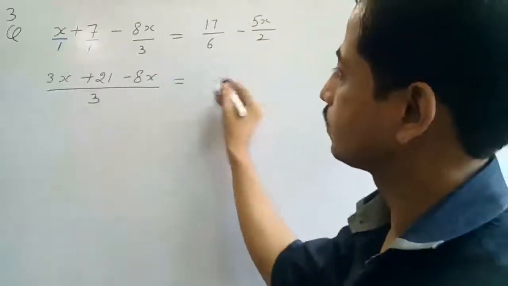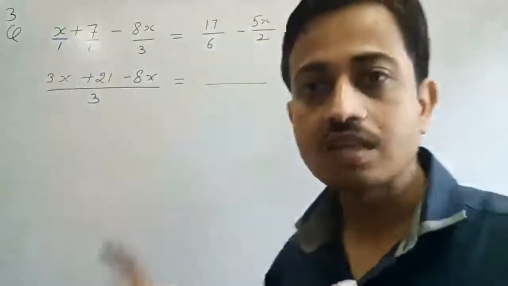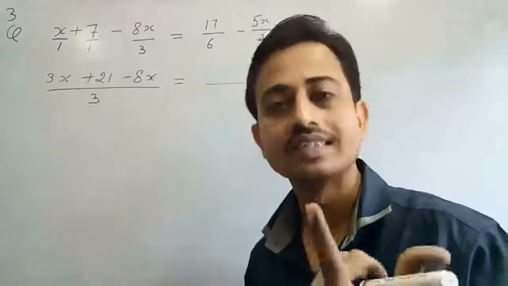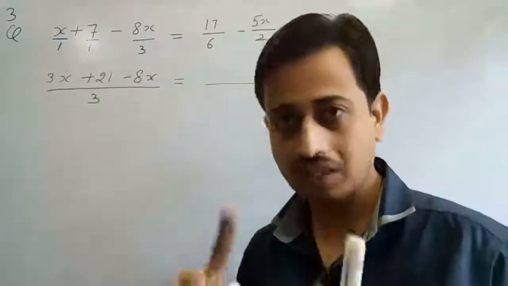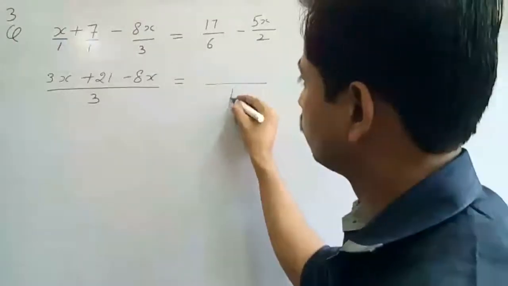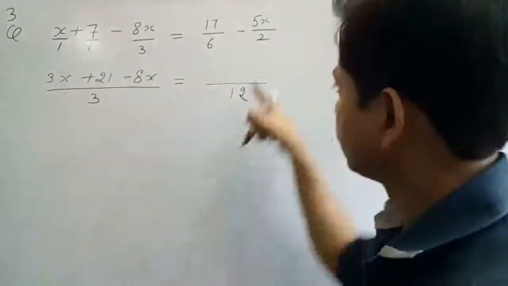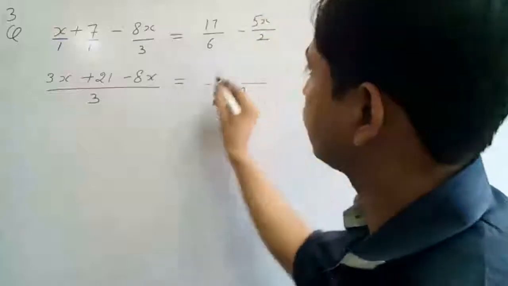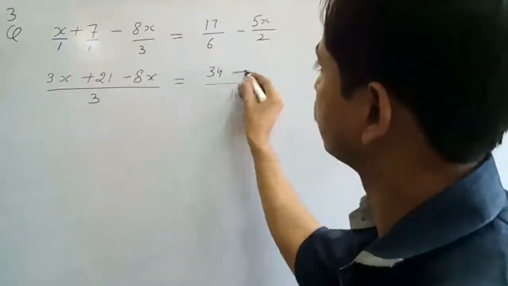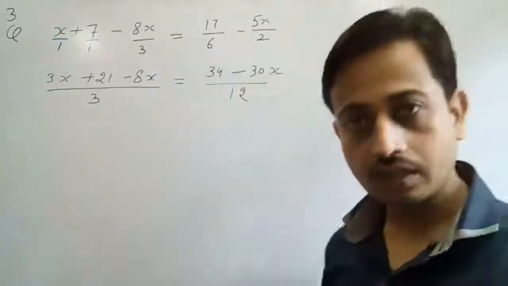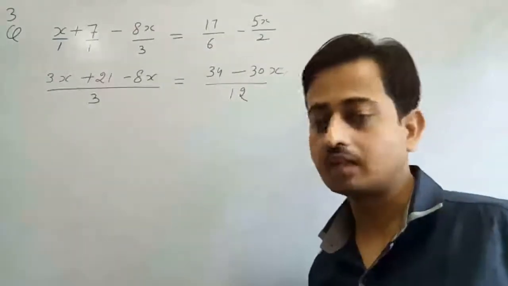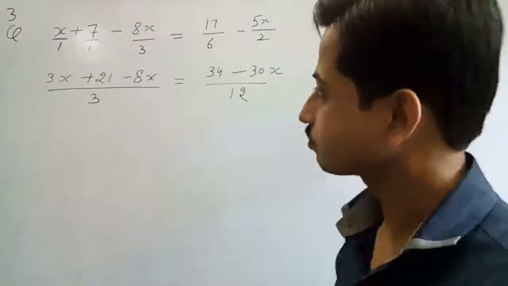Now do the same step here. What's the LCM of 6 and 2? It is 6. Or you can do it directly by using multiplication also, 6 into 2, 12. Now do cross multiply. 2 into 17, 34. 6 into 5, 30x, because a number is multiplied with a number and the variable retains as it is.